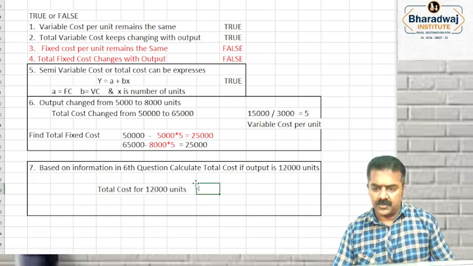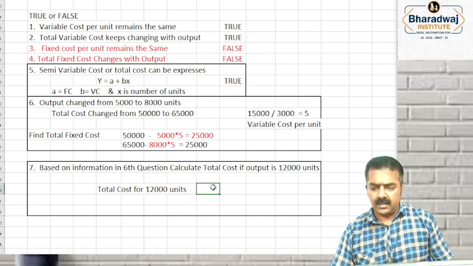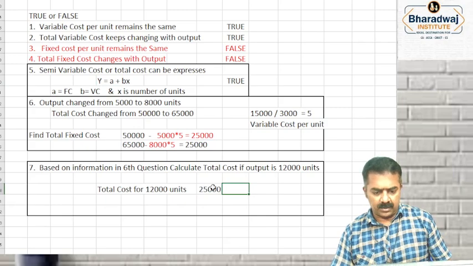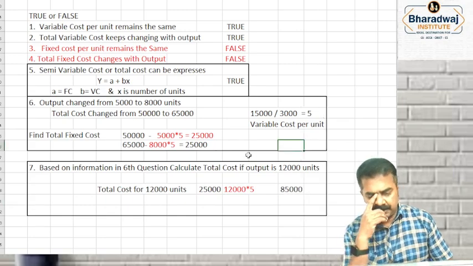How to work out total cost for 12,000 units? Y is equal to A plus Bx. What is A? Constant, 25,000, plus Bx. What is Bx? 5 into 12,000, 12,000 into 5, 60,000. Add both, you will get the total cost. 60 plus 25, how much you get? 85,000 is the total cost.